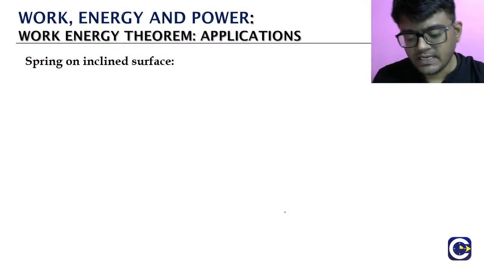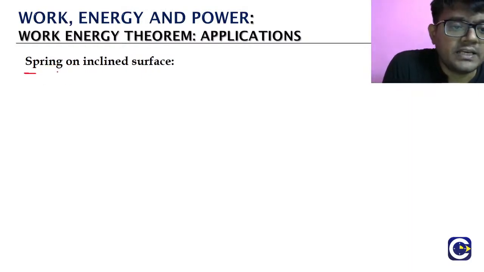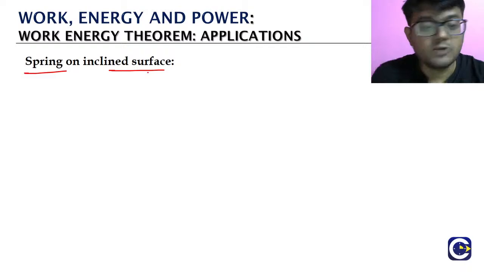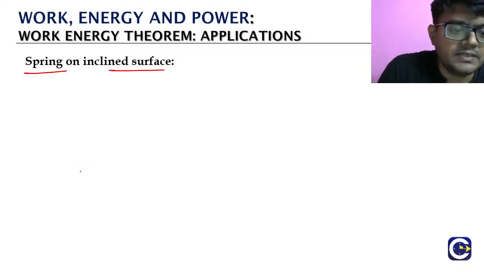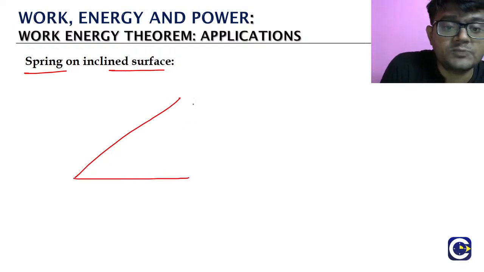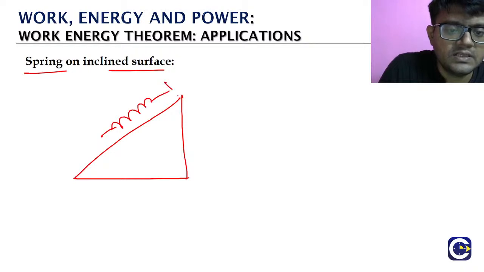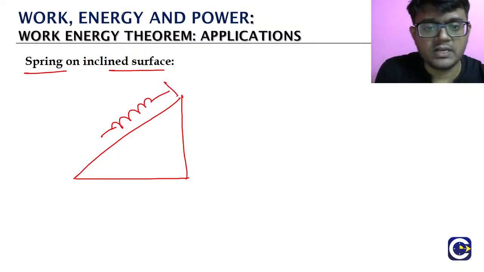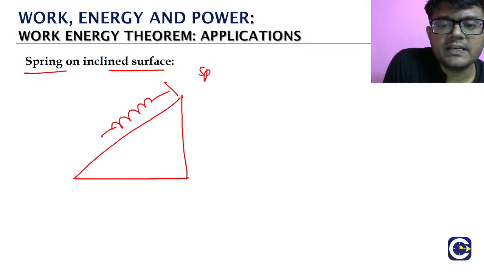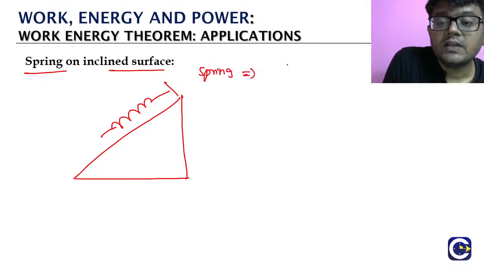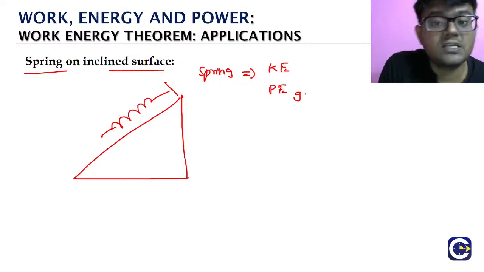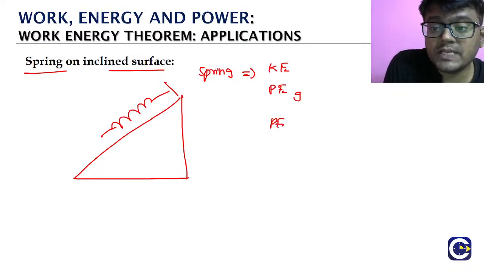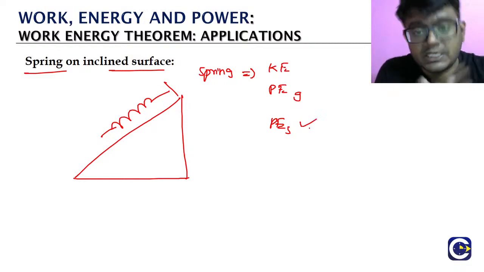Next, look, spring on an inclined surface. Before this, what did we see? The spring is on the horizontal surface, but we can have problems where the spring is on the inclined surface. So what difference will come? Nothing will change. Because for the spring there is no kinetic energy, there is no gravitational potential energy. The spring will have only spring potential energy. Okay va?